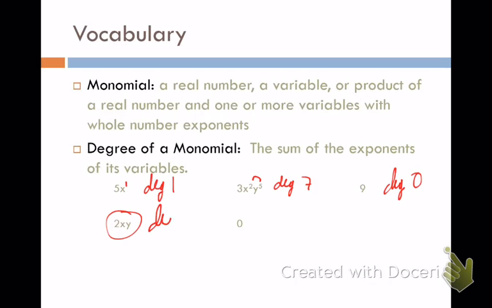Here, the degree is, any guesses? 2, right? Exponent of 1, exponent of 1, 1 plus 1 is 2. And here is a degree of 0. Okay?